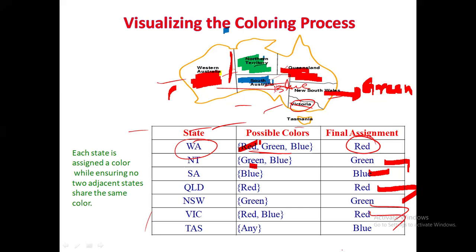Victoria is adjacent to SA and NSW. Since SA is blue and NSW is green, Victoria cannot be green or blue. Red is chosen. This decision is made based on maintaining consistency and ensuring that the minimum number of colors is used. By assigning red to Victoria, the algorithm ensures that constraints remain satisfied without requiring an additional fourth color. This step shows how constraint propagation efficiently narrows down color choices as the process progresses.